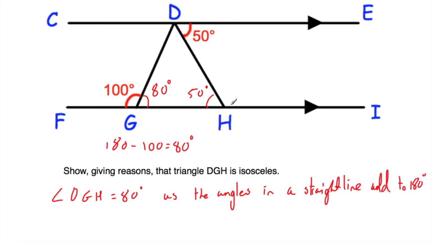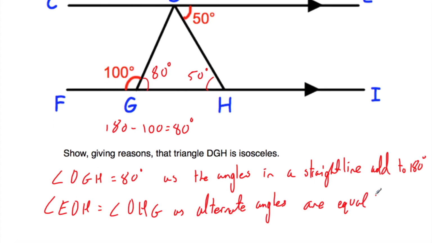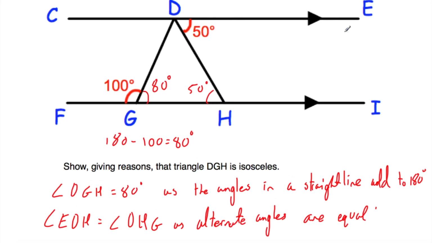So let's write that down. The angle DHG is equal to angle EDH because alternate angles are equal. So let's write that down. Okay, so I've just written down the angle EDH equals angle DHG as alternate angles are equal. Okay, next, so we've now found these two angles.